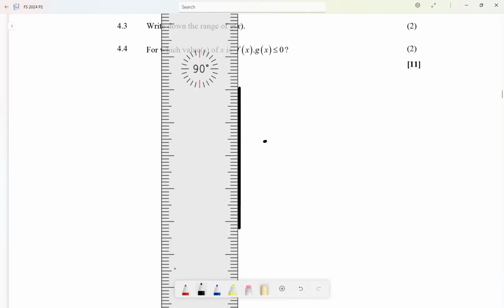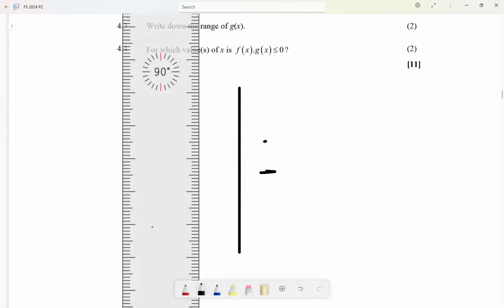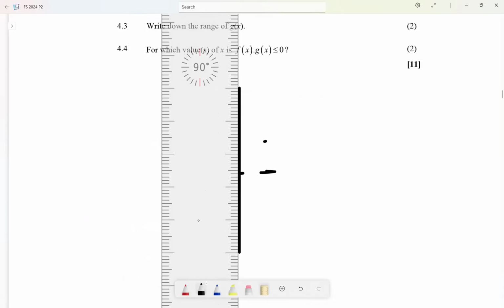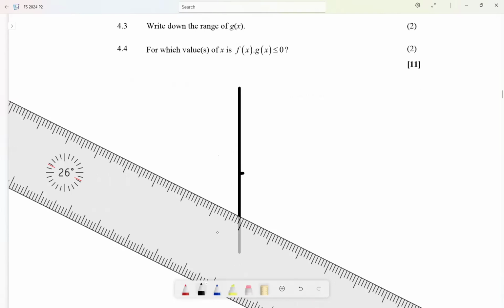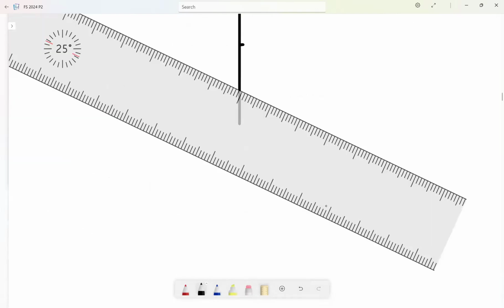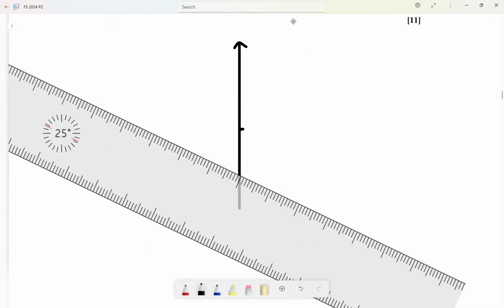Let me draw a big one so that you see a neat graph. This is 1, 2, 3, 4, 5, 6, 7, 8, 9, 10, 11. So 1, 2, 3, 4, 5. Somewhere here. Or I can do my divisions again and rotate it again. I'm trying to do a straight line here so that I have a very nice one.